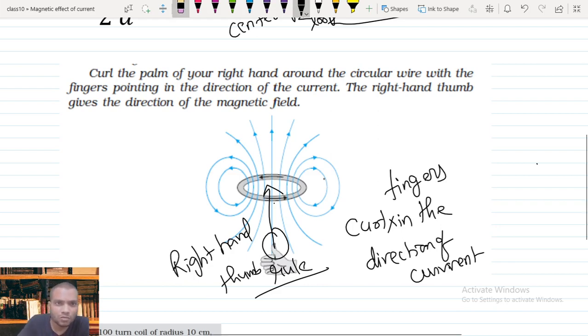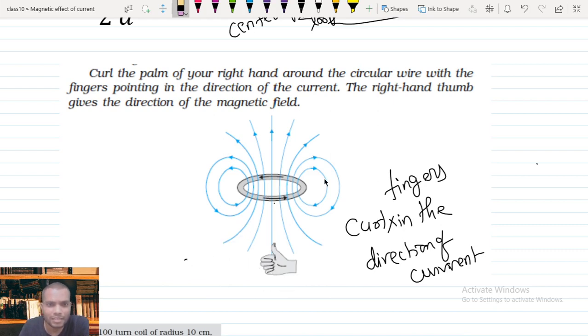So this is how to identify the direction of magnetic field. It is a simple rule. All we need to do is curl our fingers in the direction of current, and the extended thumb shows the direction of magnetic field.